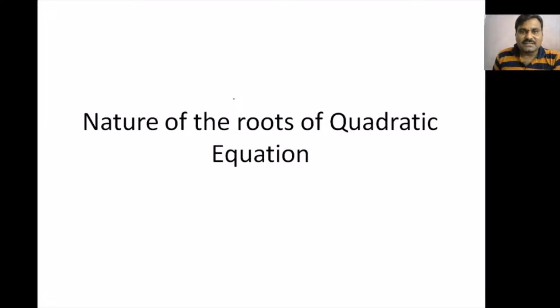In today's class, we are going to learn regarding the nature of the roots of a quadratic equation. Every quadratic equation will have two roots that we will come to know after solving. But without solving the quadratic equation, we can comment on the nature of its roots. How is this possible? Let us see now.